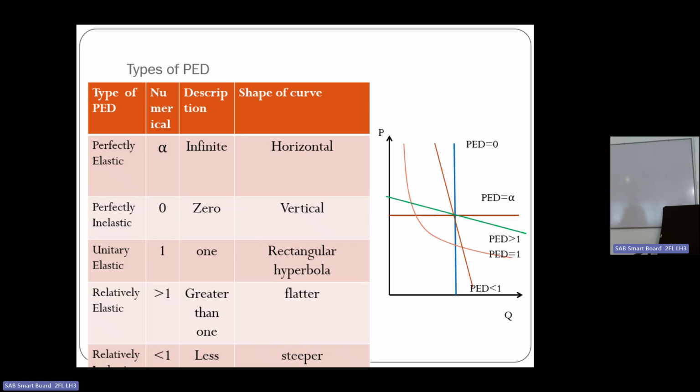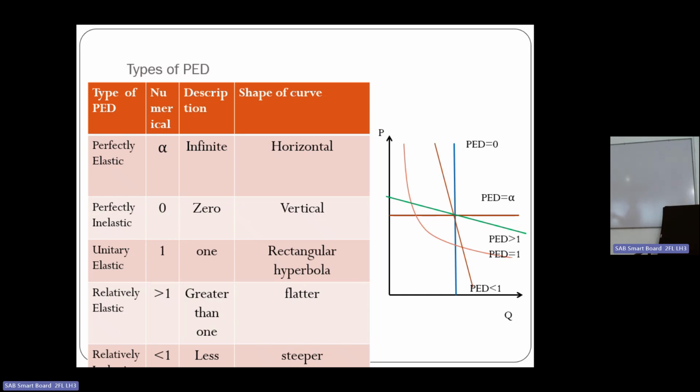Therefore, the price is fixed. The market determines the price, and it is accepted by the firm. Based on that, they can decide to supply or not. So that means price is fixed, and the firm faces perfectly elastic demand.